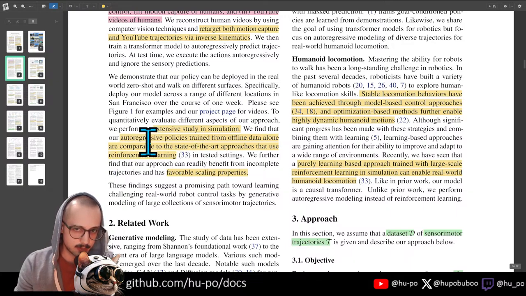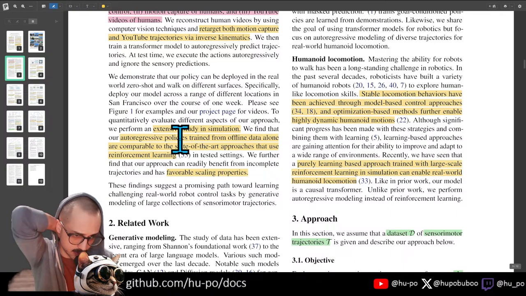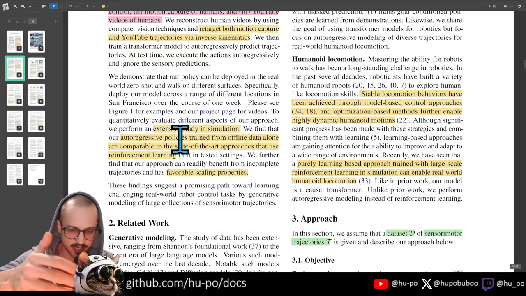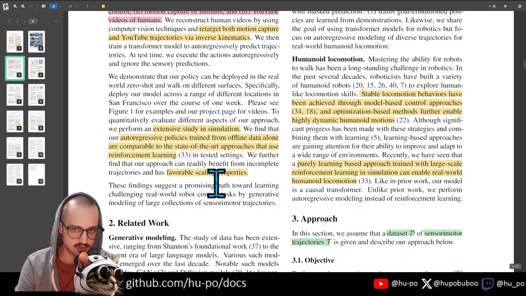This is going to be an autoregressive policy. Policy is just a fancy way to describe the neural net that actually outputs the next action. So this comes from reinforcement learning, where you have this idea of a policy or a critic, actor, value function, right? So policy comes from the reinforcement learning world, but it's just a neural net. Just think of it that way. And it's comparable, and I think better in many ways, to state-of-the-art approaches that use reinforcement learning.